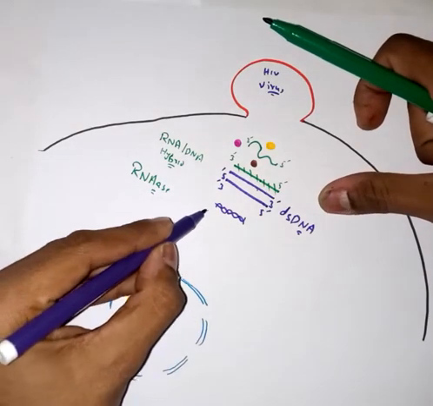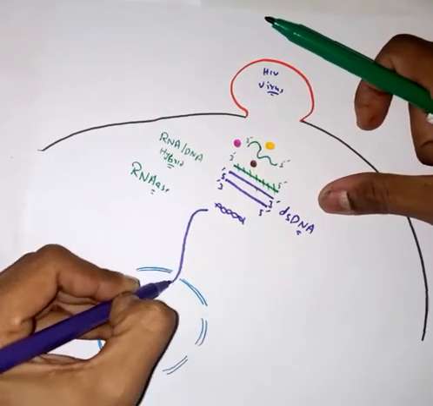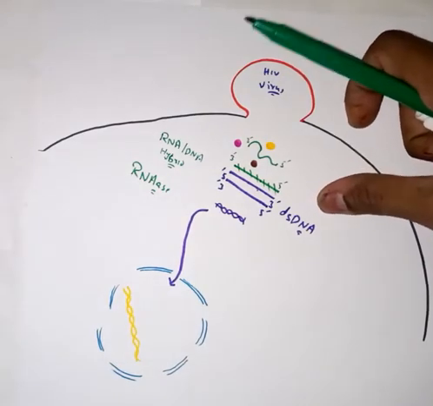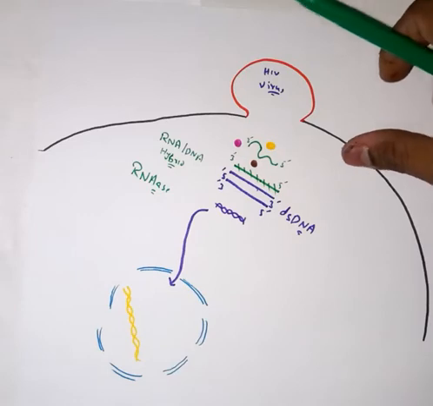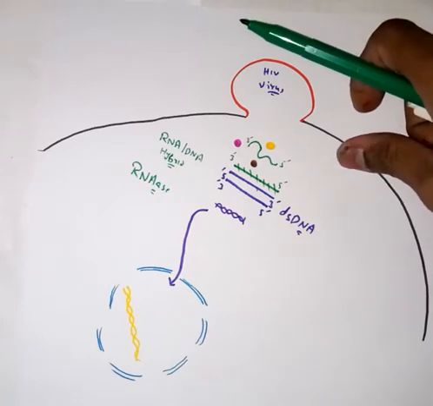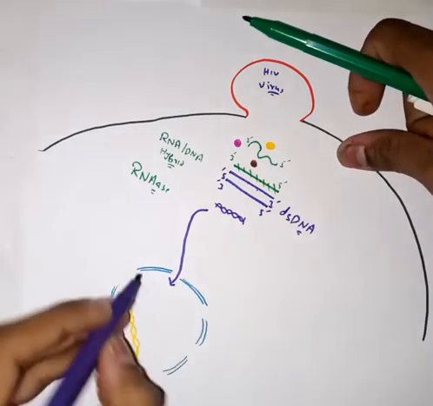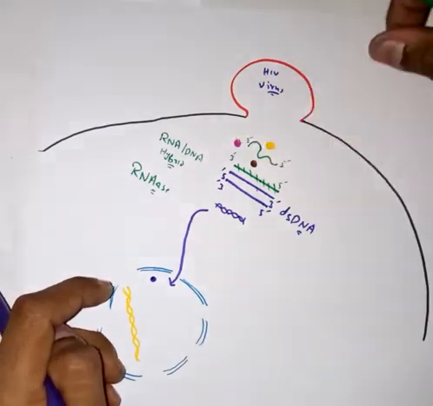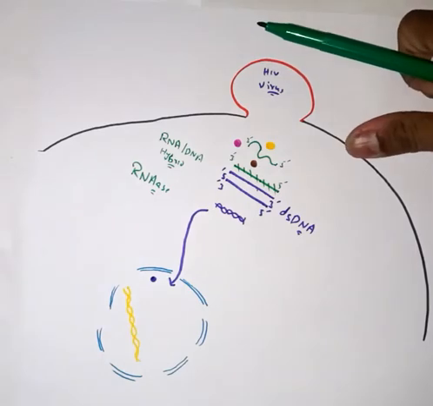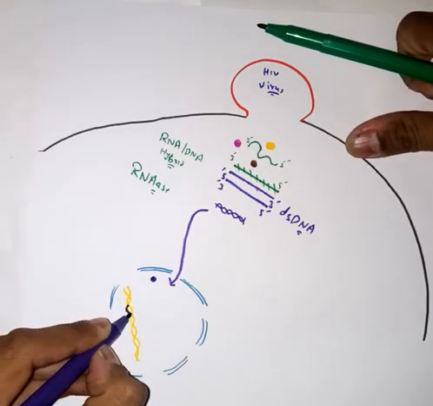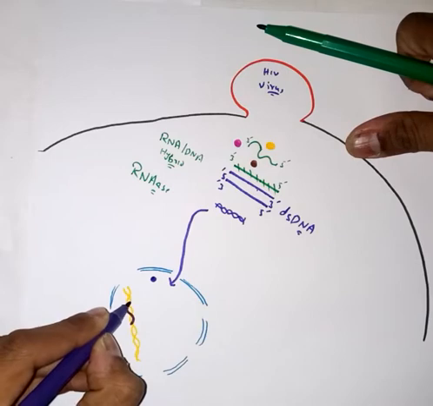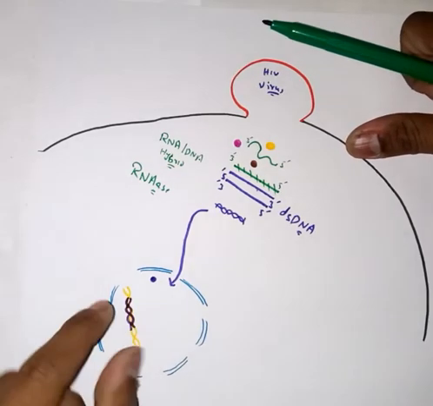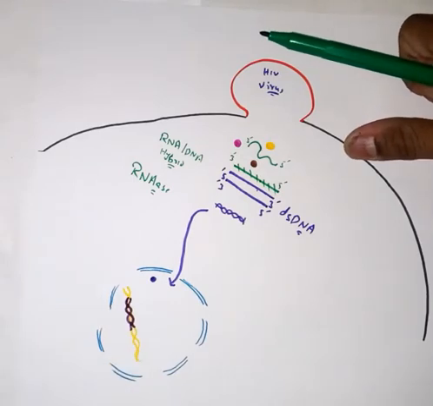Now this double stranded DNA will enter inside the nucleus of the CD4 plus cell, or the host cell, and now the other enzyme, called integrase, will be used. Now this integrase enzyme was also present inside the virus and it has been released inside the host cell. This integrase enzyme will cause the integration of the virus DNA inside the host DNA.